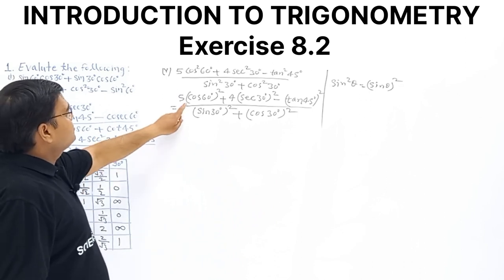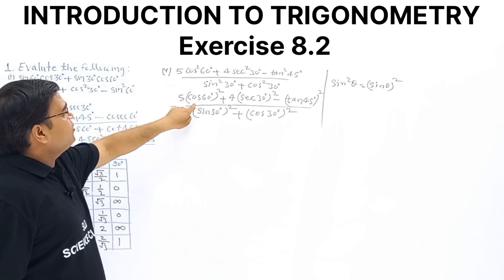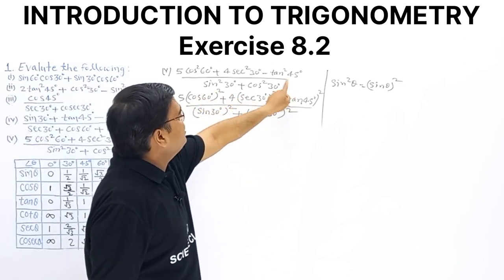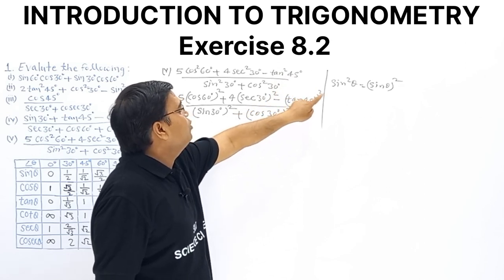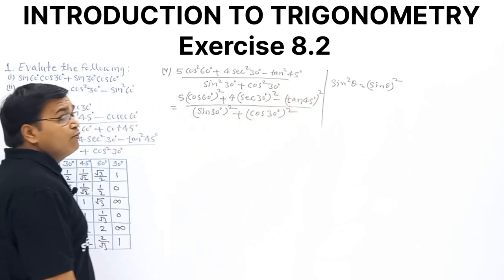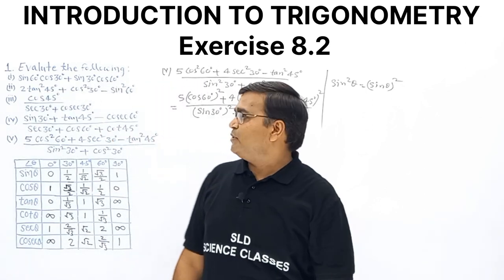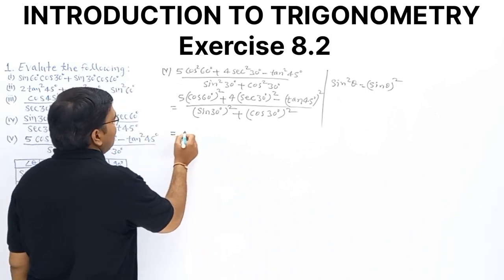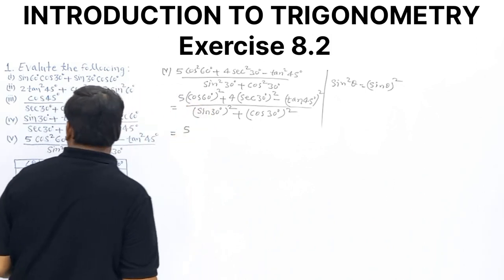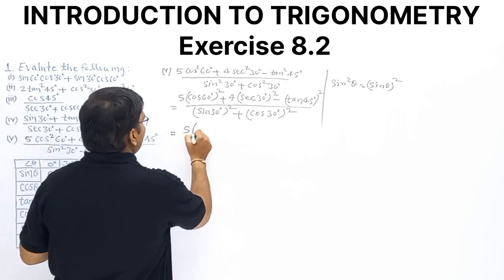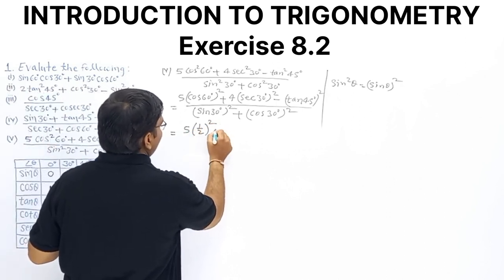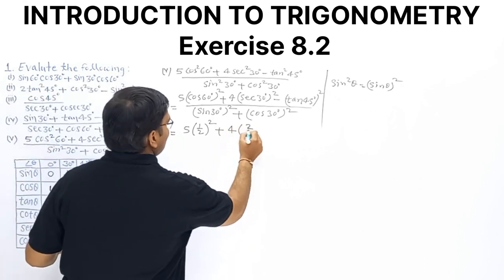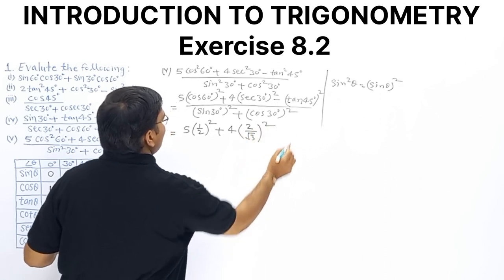Clear? So it's a square, so we can write (cos 60 degree) whole square plus (sec 30 degree) whole square minus (tangent 45 degree) whole square, and like this we are writing. Now we will put the values of these specific angles from the table. So what will be the value? Observe. 5 times cos 60. What is the cos 60? Cos 60 is 1 by 2. Observe carefully. Plus 4 times sec 30. Sec 30 is what? This one, (2 upon √3) whole square.